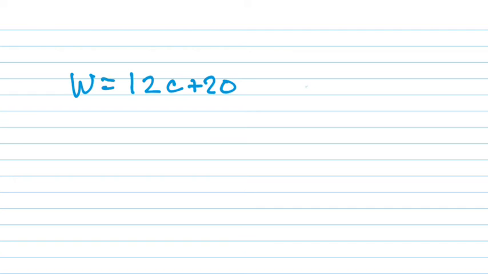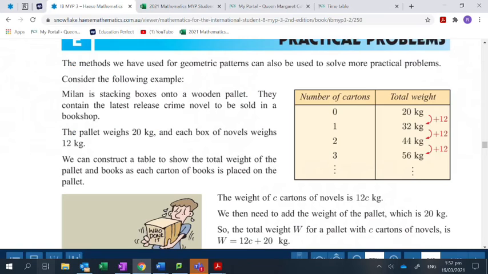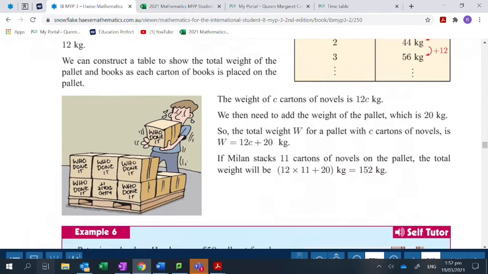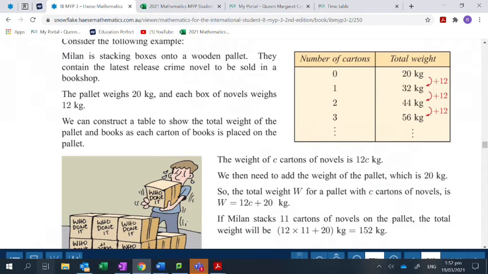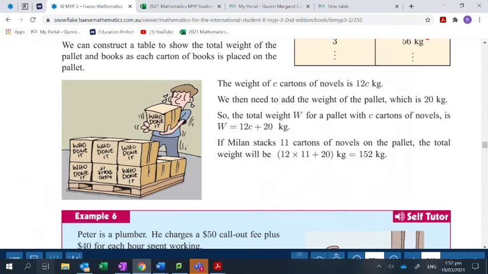Okay, now, let's look back at the book and see what the question is like now that we have the formula. Generally, they're going to give you the formula, but not always. They could give you the chart just as easily. So here's your formula, exactly the way we wrote it with the cartons. If he stacks 11 cartons of novels on the pallet, then the total weight will be 12 times 11 plus the 20 is 152, and it's not cartons, it's weight, so it's in kilograms. So make sure you put your units, right?